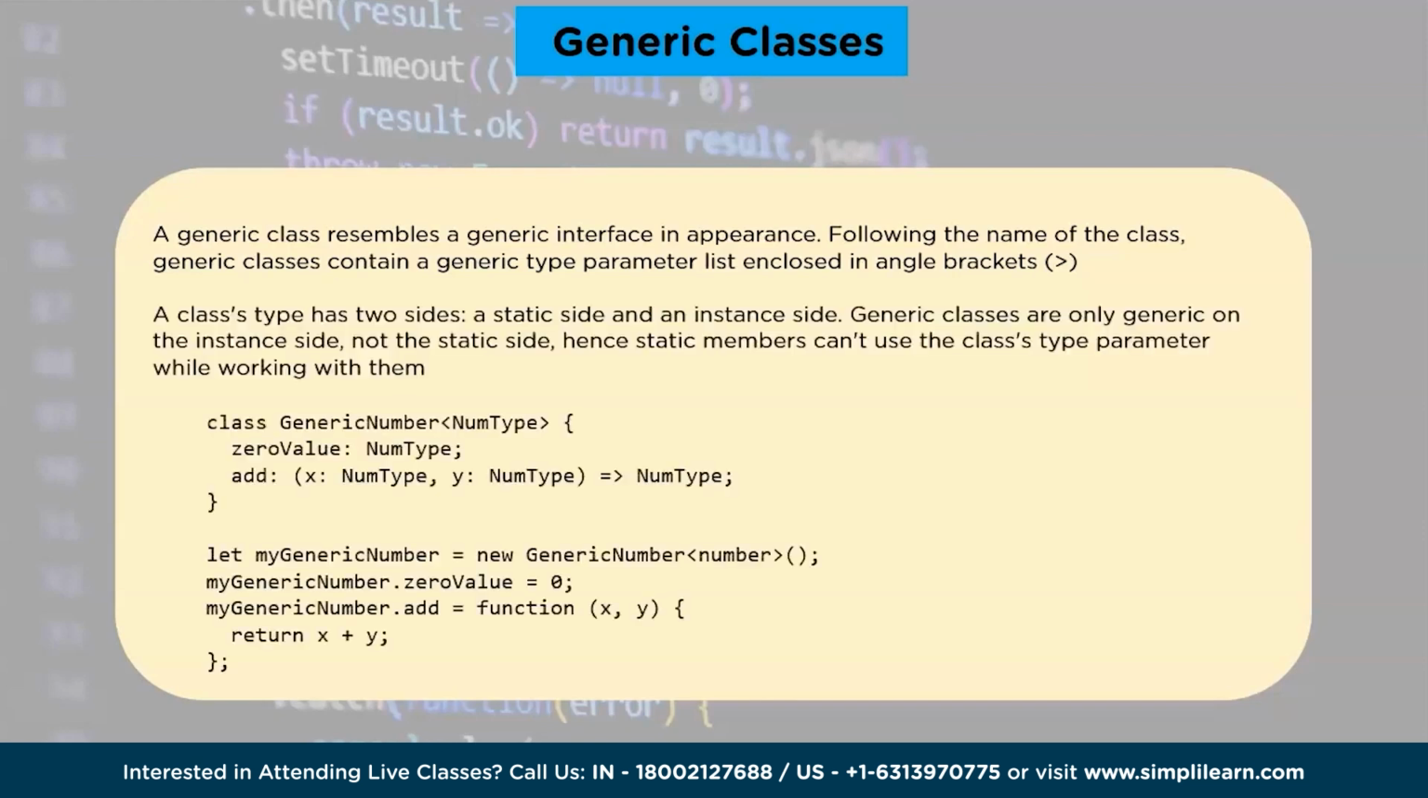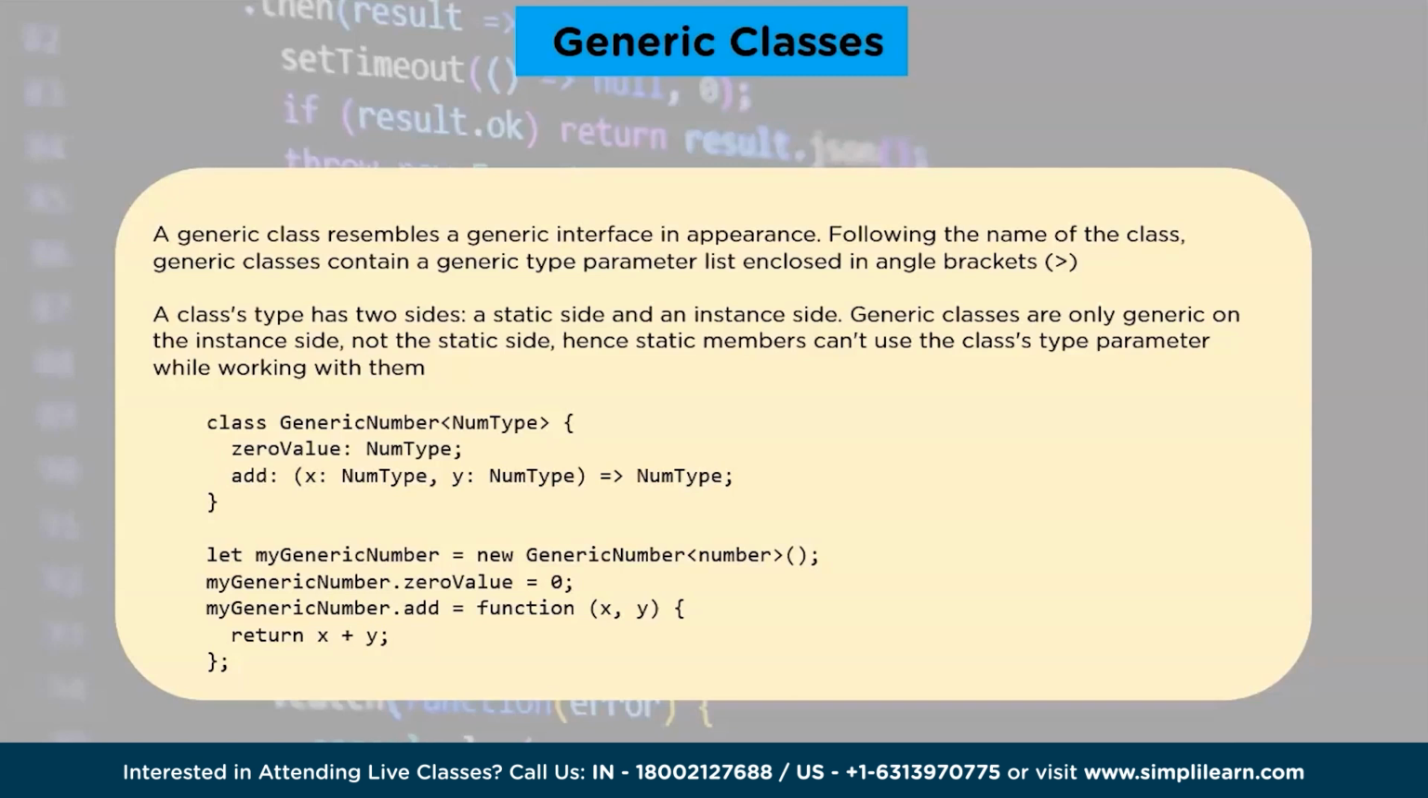A class type has two sides, a static side and an instance side. Generic classes are only generic on the instance side, not on the static side. Hence, static members can't use the class type parameters while working with them. Although this is a relatively literal use of the generic number class, you will notice that nothing restricts it to using only the number type. Instead, we may have used string or even more complicated objects.